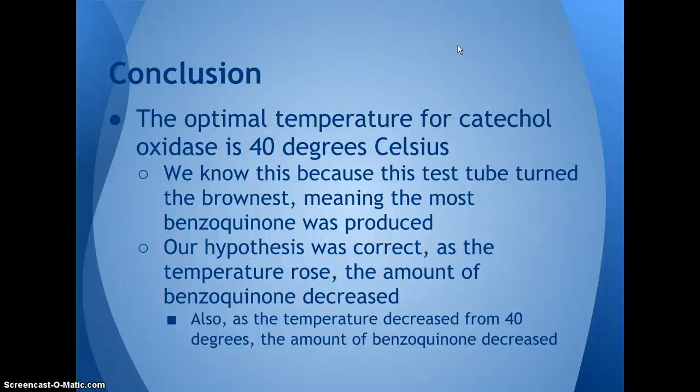As the temperature rose from 40 degrees, we were mostly correct because as it went higher and higher, the amount of benzoquinone decreased. But you could also say that from 40 degrees and under, the amount of benzoquinone decreased. So from 0 to 40 degrees, the amount of benzoquinone went up. So generally speaking, as the temperature rises, the enzyme denatures more, but there is a window, like I said, from 0 to 40, where as the temperature rises, the amount of benzoquinone, or the catechol oxidase activity, also increases.